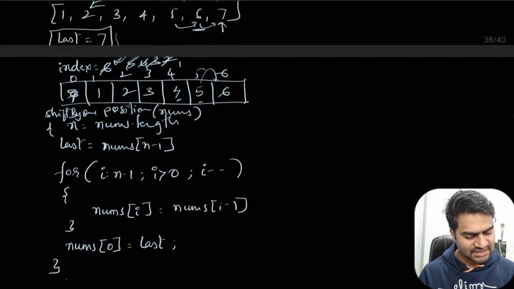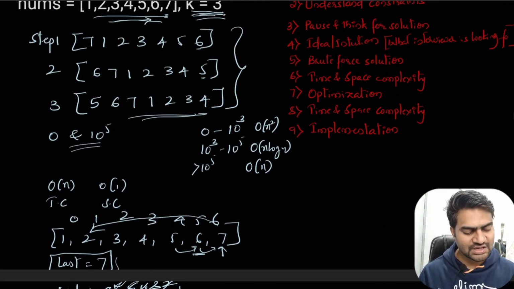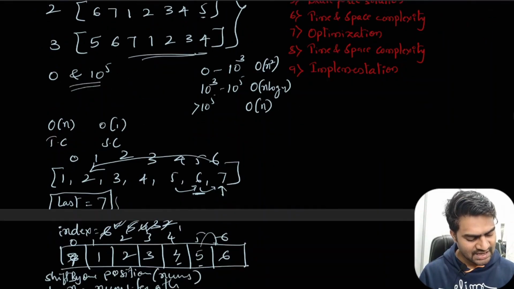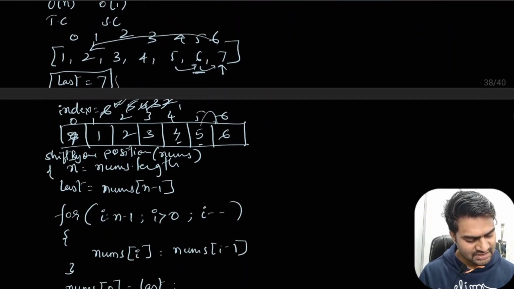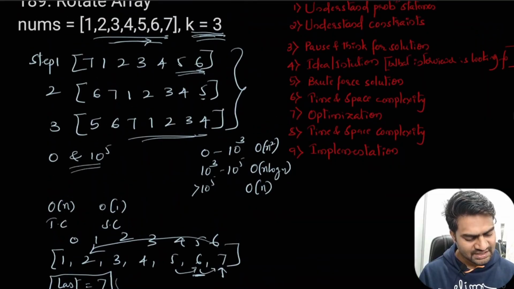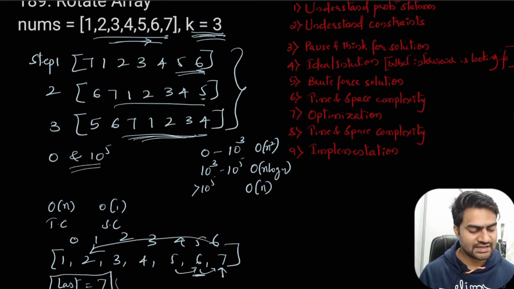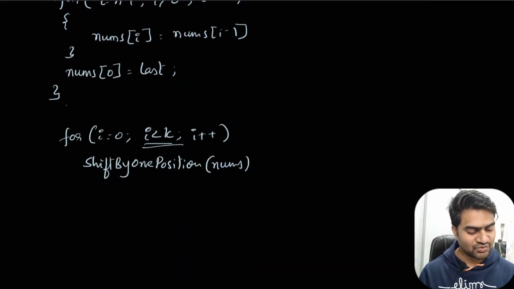So basically it will mimic these 3 steps, okay, for k equal to 3. Whenever I is 0, that time it will do first shift. Whenever I is 1, it will do the second shift. Whenever I is 2, it will do the third shift, and whenever I reaches 3, it will stop. So basically it did 3 movements, correct, right? So this way we will implement the brute force solution.